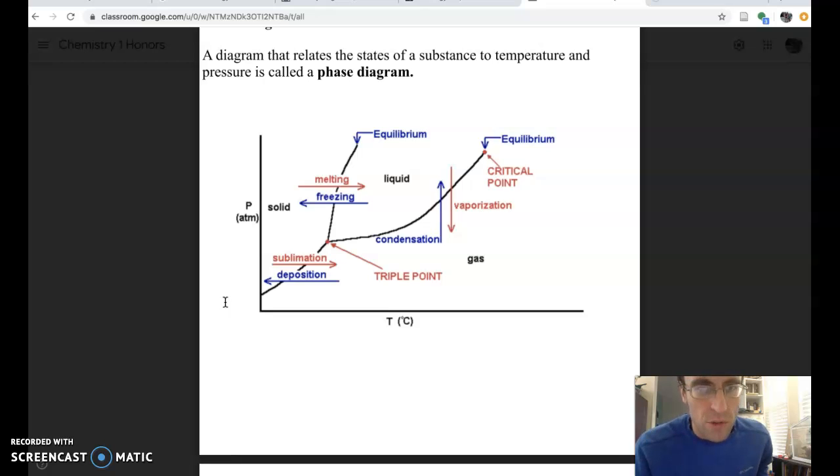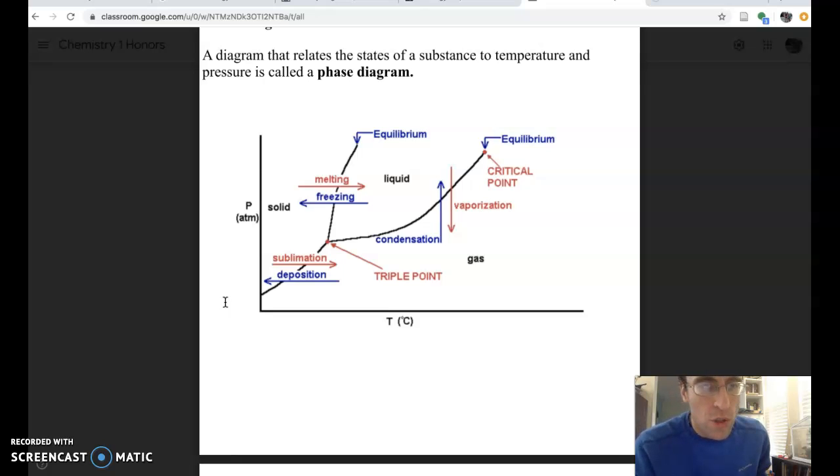You will see arrows at the top there, equilibriums. The top left corner equilibrium point is where a solid and a liquid can coexist together at the same time under that specific pressure and under that specific temperature. The second equilibrium on the top right, the critical point there, that is the equilibrium point where a gas and a liquid can coexist together under that pressure and under that temperature.